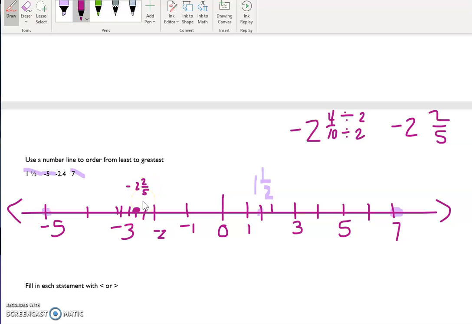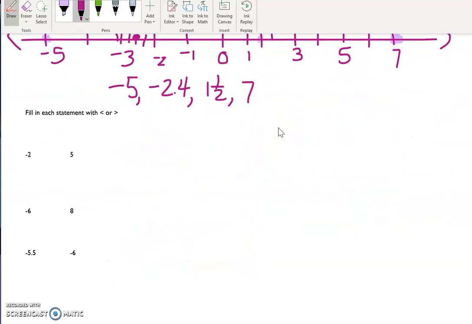This one is asking me to go from least to greatest. So I'm going to list my numbers in order, starting on the left side, and make my way to the right. So I have -5. I'm going to write this as -2.4, which does represent that -2 and 2/5. I have 1 and 1/2, and then the last number I plotted there was 7.